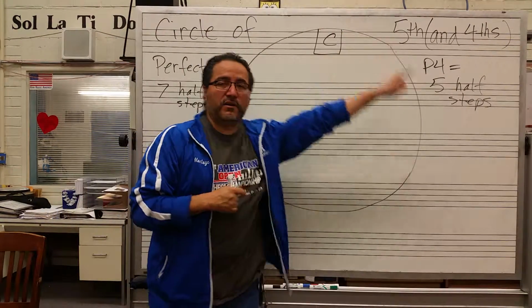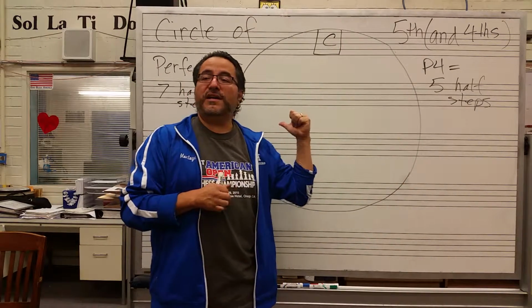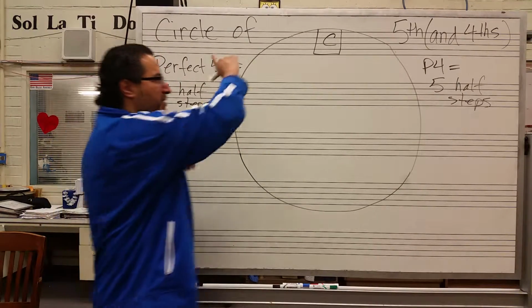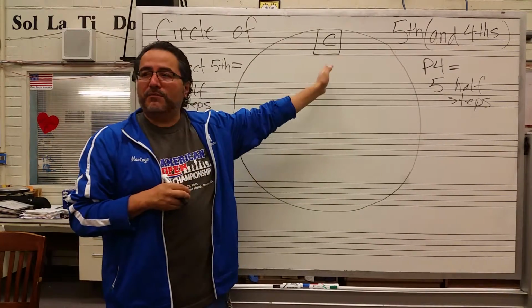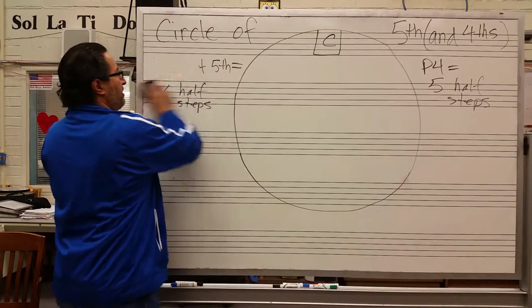Now, if you go clockwise in the circle, you're doing the circle of fifths. If you go backwards the other way, it's the circle of fourths, because all the notes will be in fourths. By the time you go all the way around, you end up at the same note that you started on. And that's part of the marvel of the circle of fifths.